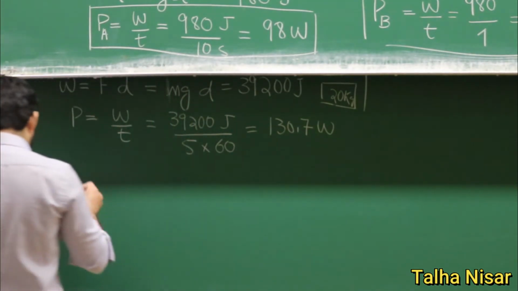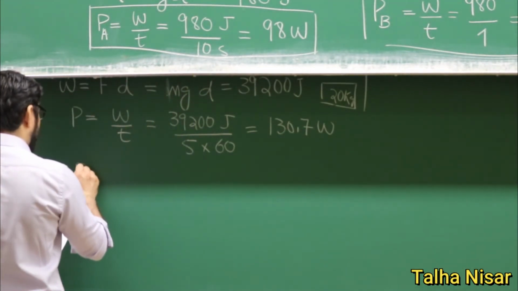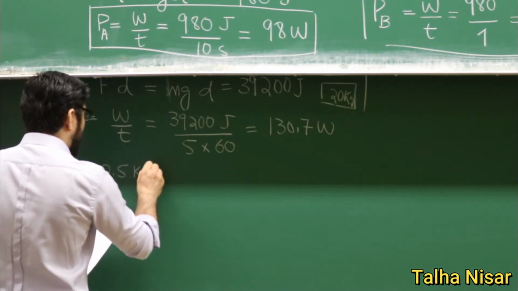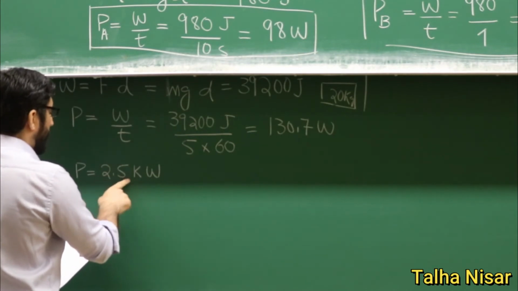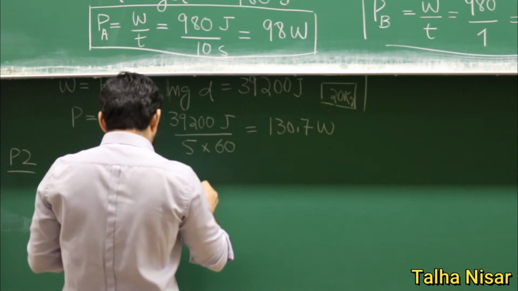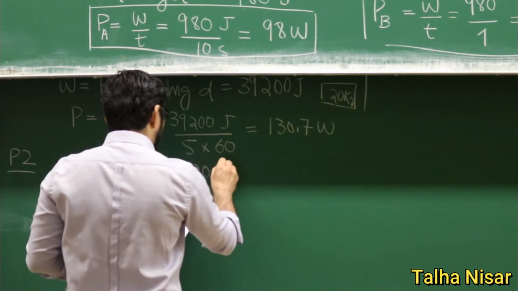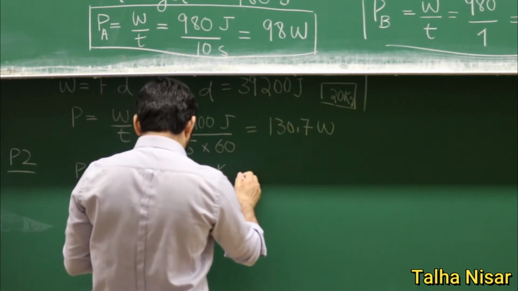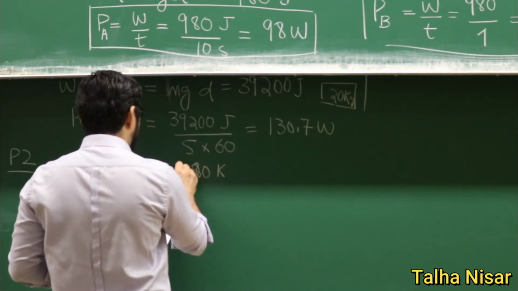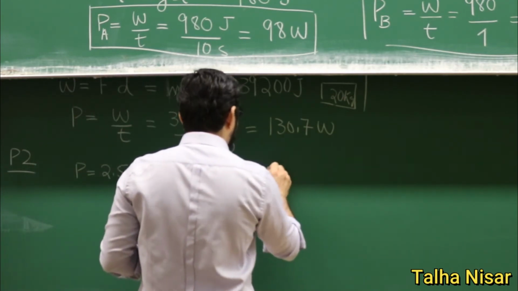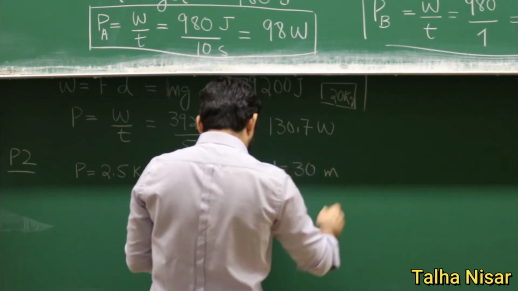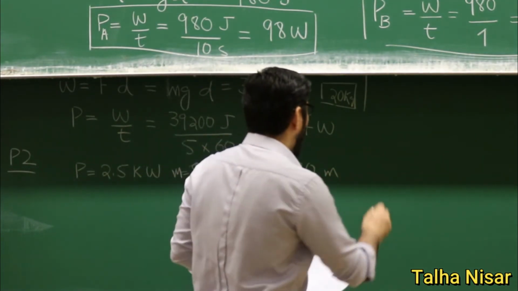So what is given? We have the power, which is 2.5 kilowatts. Kilowatts means we have 2500, because kilo means 1000 here. And we are also given the mass, which is 80. So this is the mass, and the displacement is 230 meters, and we want to know how long it takes.